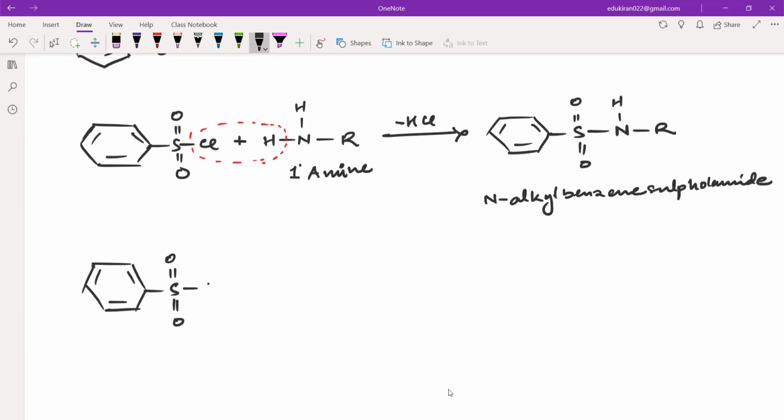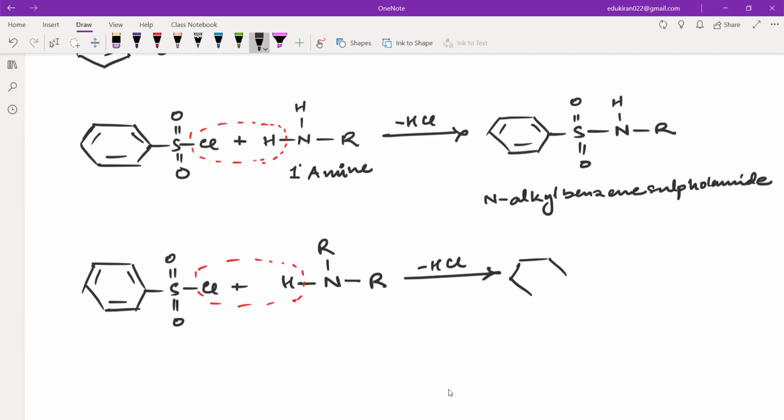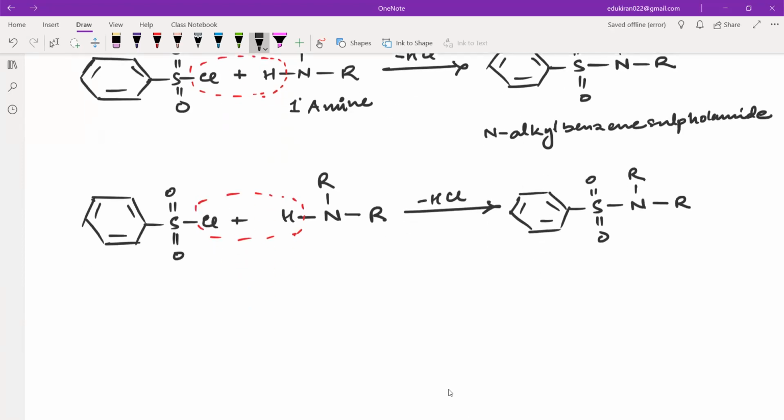Double bond O, Cl plus hydrogen, nitrogen, which is attached to 1 R group and the other R group like this. So here also we are going to get HCl eliminated, and benzene ring with sulfonyl and nitrogen with the 2 R. Now, the name will be N,N-dialkyl benzene sulfonamide. Benzene sulfonamide. Okay, but this is a 2 degree amine.